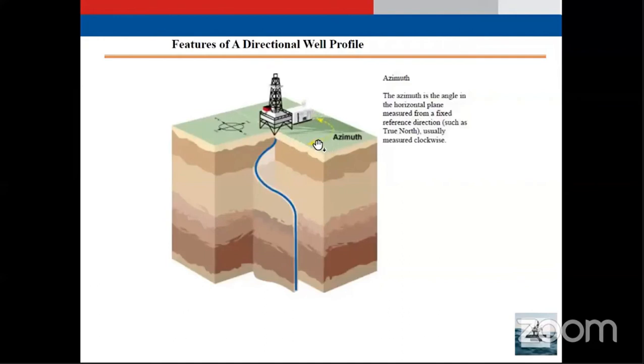Any point of the well path will have 3 or 4 features. The first feature is the measured depth. The second feature is the true vertical depth. The third feature is the inclination of this point. The fourth feature is the azimuth. This means the direction. I can have a target here, or a target here, or here. So the azimuth determines the direction of the wellbore, whether I go to the right or left, depending on the azimuth of the target.